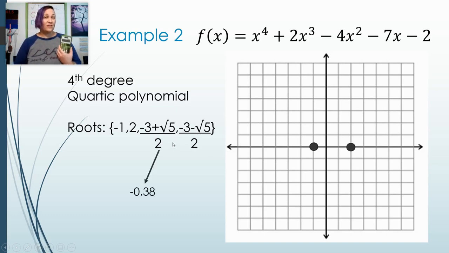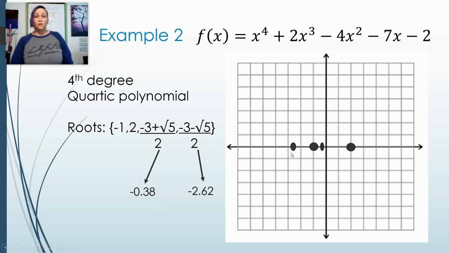If you're typing into a calculator, I suggest typing in the entire numerator, hitting the equals button, and then dividing by 2. So I would get an answer for the top and then divide that answer by 2. So for these, I got negative 0.38 and negative 2.62. So I do get some more x-intercepts from those.